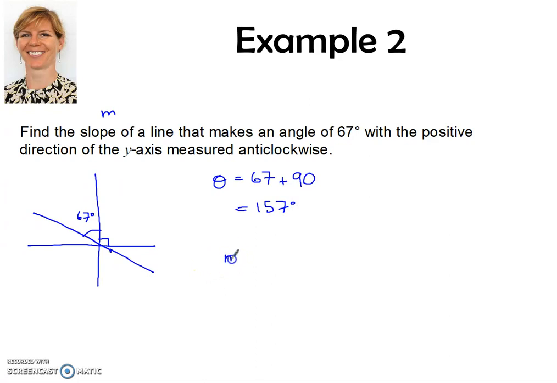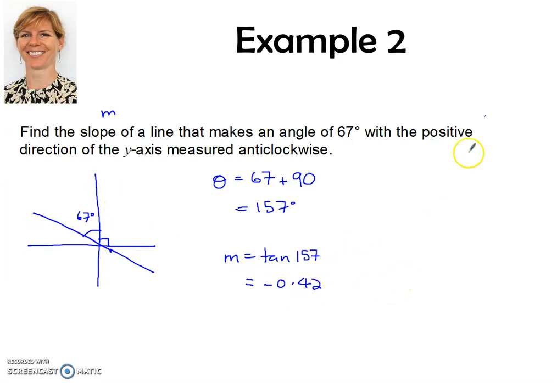And then we know that m is tan theta, tan of 157. And if we work that out, you get a value of negative 0.42. Okay, and now that makes sense. Firstly, that it's negative because it's sloping downwards, and also that it's less than 1 because this line is shallower than a 1-for-1 gradient, which would have an angle here of 45 degrees. So that makes sense. So always check the reasonableness of your answer.